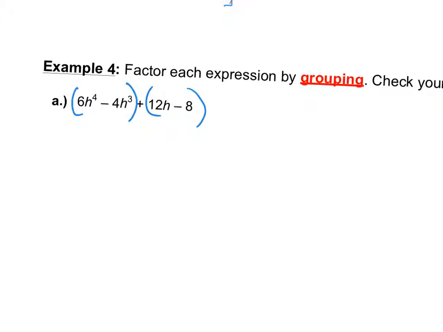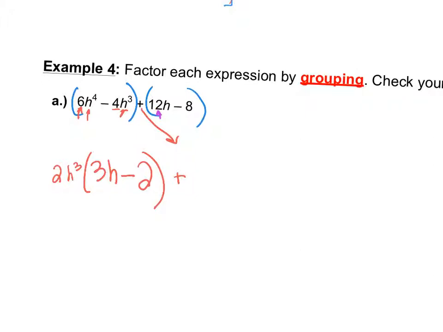Looking at 6h to the 4 minus 4h to the third, hopefully you recognize that both of them are divisible by 2 and that we have an h to the 3 in common. That leaves me with 3, because 2 times 3 is 6, h, because h to the 3 times h is h to the 4, minus 2 with no h's because I took out the h to the 3. That's the first one. Then I write that plus and I move to the second parentheses.